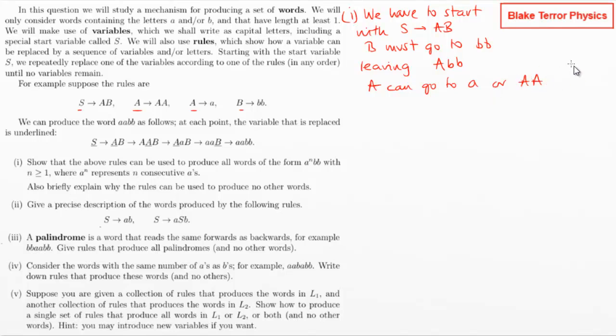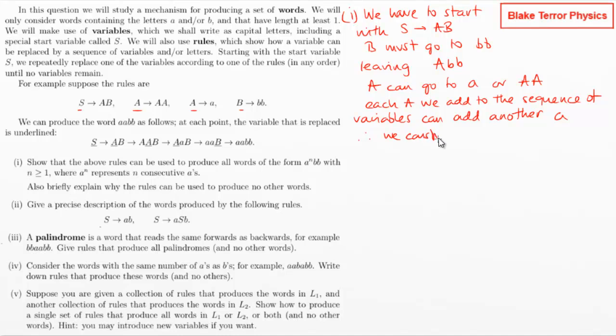Okay, right, and then we're just building up A's. Each capital A we add to the sequence of variables can add another lowercase a. Right, so therefore we construct A^N, yeah, N has to be at least 1. I was just checking that there. A to the N, b, b, and nothing else. No other words.